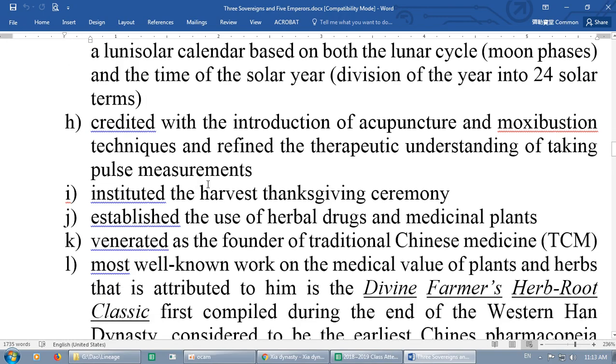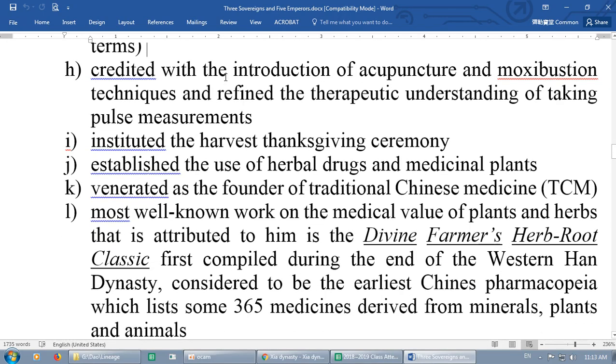Also, he was credited, now this is the big one, with the introduction of acupuncture and moxibustion techniques. You know what that is? Like, what's his name, the swimmer? Michael Phelps. Phelps, yeah, right. He was using that. They say it worked. Yeah, I gotta try it once. I don't know, whatever. It didn't work.